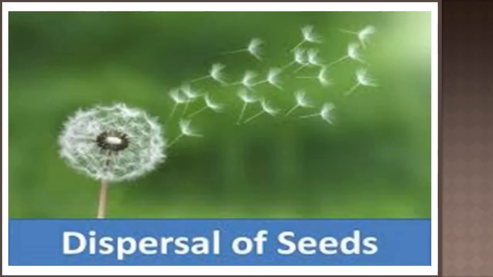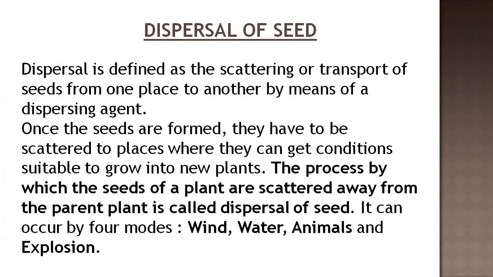Now next is dispersal of seed. Children, dispersal is defined as the scattering or transport of seeds from one place to another by means of a dispersing agent. Just imagine, all the plants produce a very large number of seeds. If all of them were to fall under the parent plant, they would grow in such crowded conditions that many of them would die due to the lack of space, water, minerals and light. They would fight against each other for the conditions to grow, so the stronger ones will grow and the weaker ones would die out.